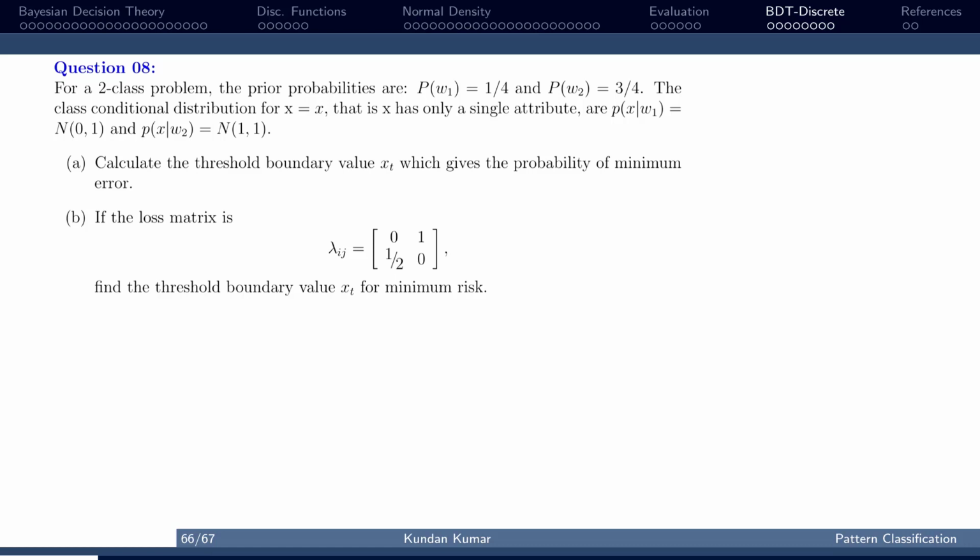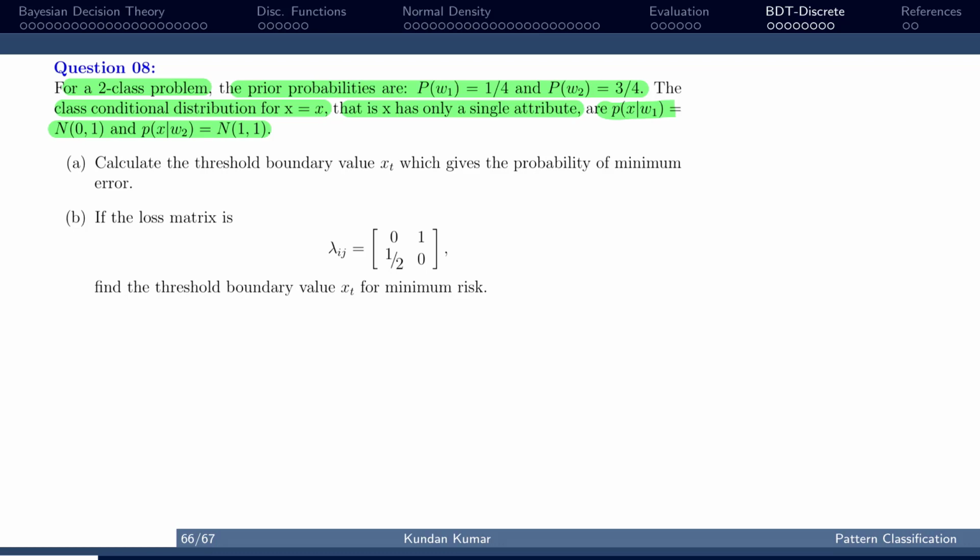Here we have, for a 2-class problem, the prior probabilities P(omega 1) and P(omega 2), which are given. The class conditional distribution for a random variable X equal to small x, that means it is a one-dimensional feature, that x has only a single attribute. And we are given the class conditional probability distribution for class 1 and class 2.